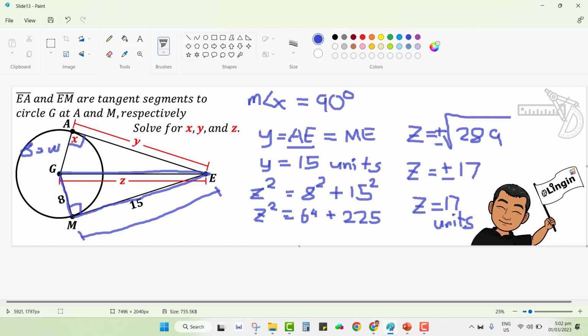So these are the answers for X, Y, and Z, where X is an angle and Y and Z are both measurements of segments. In this case, measurements of the sides of the triangles formed.